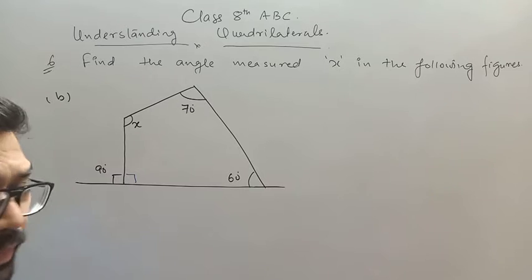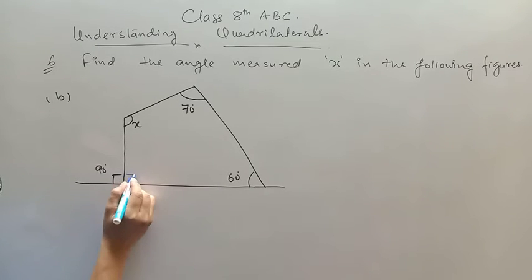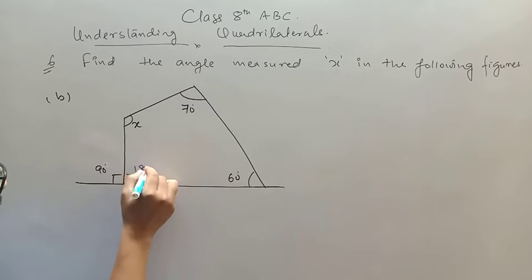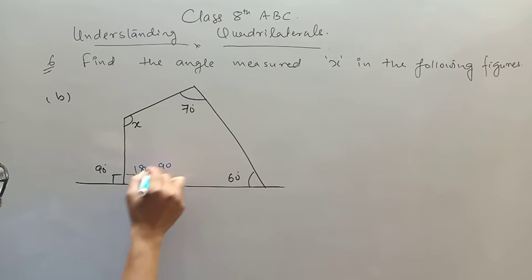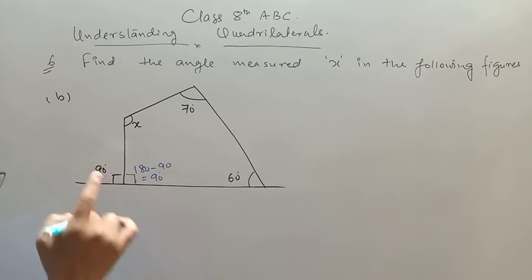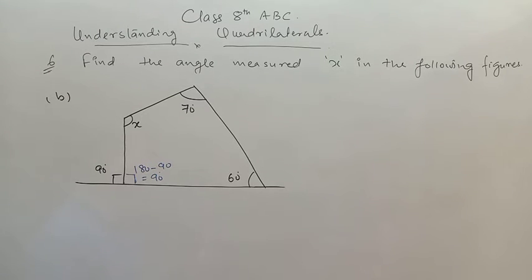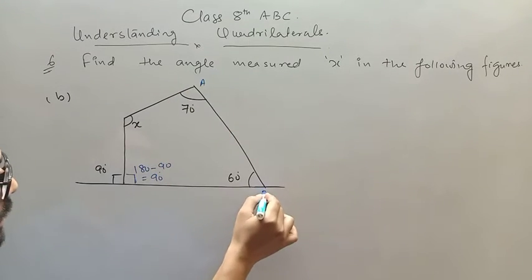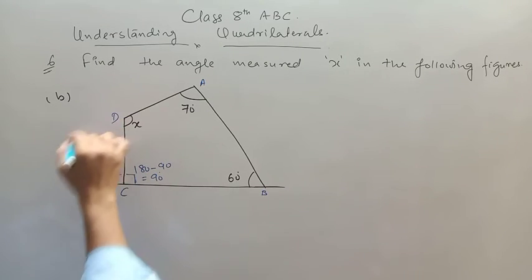You can say it is a linear pair of angles, that is 180 minus 90, which is equal to 90 degrees. Okay, so this angle is also perpendicular, right? So if this angle is 90 degrees, this angle must be 90 degrees. Okay, now you can label these points A, B, C and D.